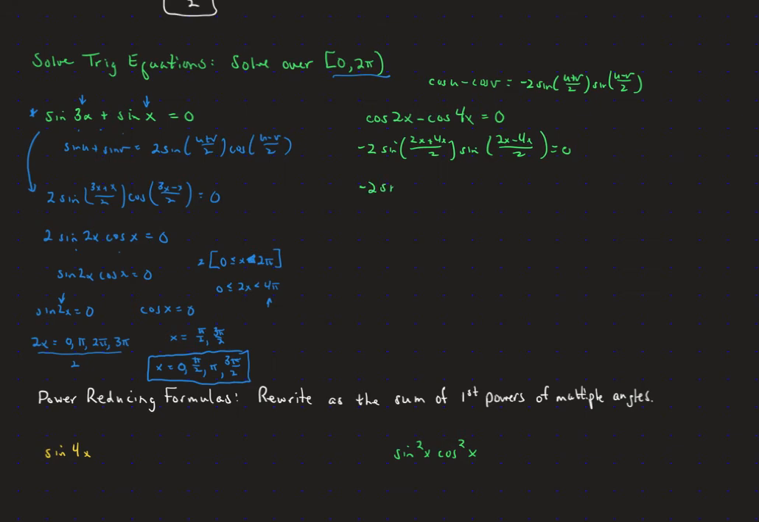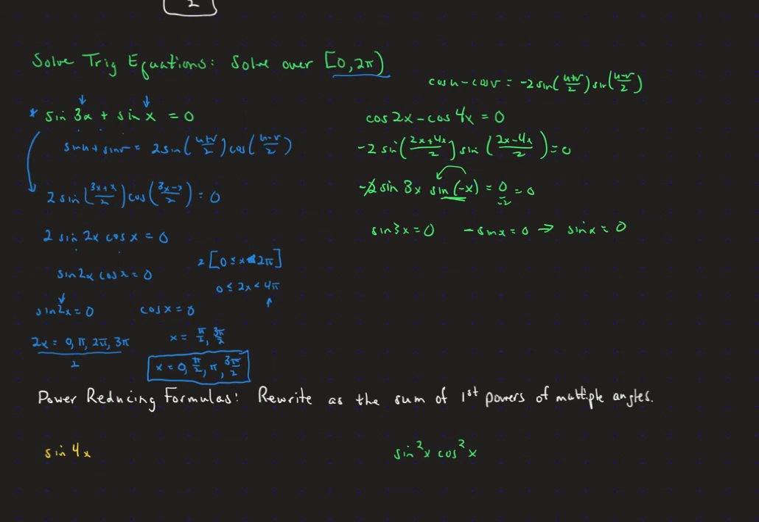So we have negative 2 sine of 6x divided by 2, which is 3x, times the sine of 2x minus 4x, which is negative 2x. Negative 2x divided by 2 is a negative x. Now we can divide this negative 2 out because that's still going to be 0. Then we can say sine 3x times sine negative x is equal to 0. Now remember, the sine is an odd function, so we can make that be a negative sine x equals 0 and divide by the negative 1, and so that negative really doesn't affect anything. We just still have sine x equals 0.